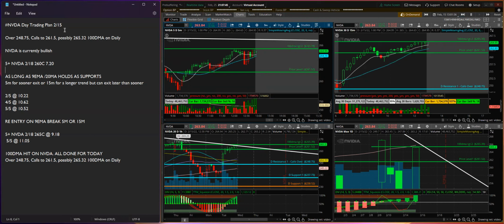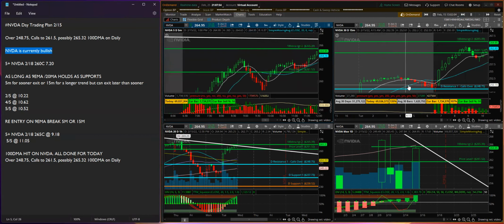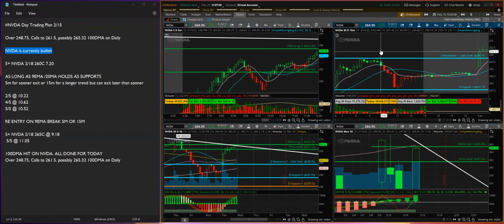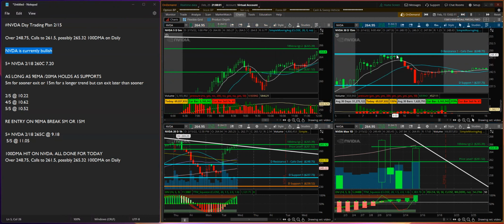So right here, perfectly planned out trading plan for February 15th: over 248.75, calls at 261. NVIDIA is currently bullish on the day because we opened over that 248.75 resistance, which was acting as support from yesterday's move right here. And I will hold my positions as long as my 9 moving average or my 20 is holding for support on the trend upside. I will use my 5 minutes for a sooner exit and entry, or I will use my 15 minutes for a longer trend. So I will keep my position as long as my trend is holding on my 15 minutes. And I can use the exit sooner because the 15 minutes typically is late.